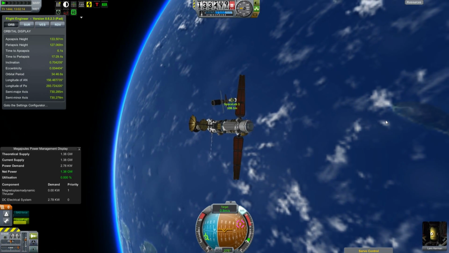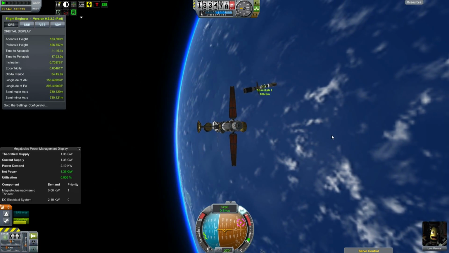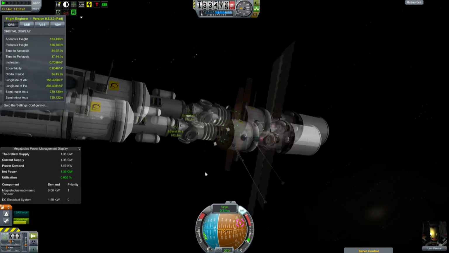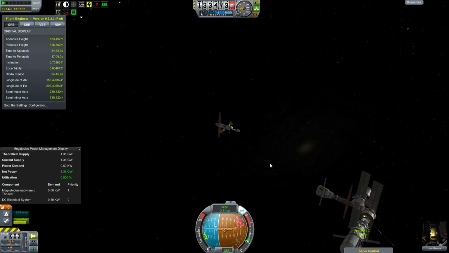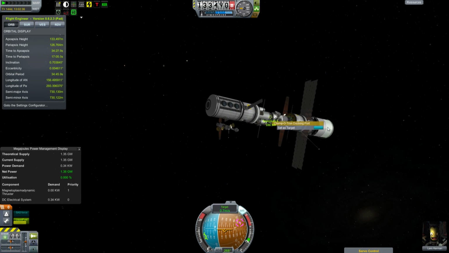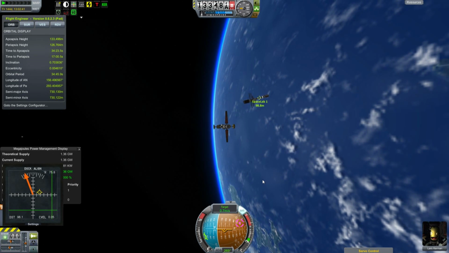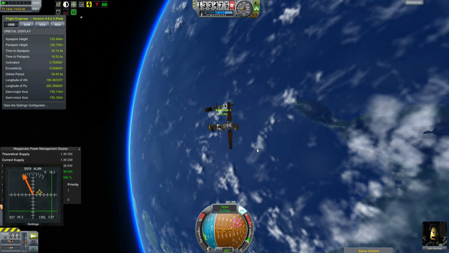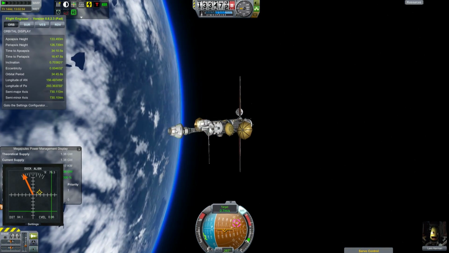Just chasing after that velocity vector. Obviously, I'm trying to minimize the use of my monopropellants. It's starting to run a little low. There are a handful of docking ports around that core there, and those are the ones that I'm going to go for here. Now, for just a capsule, this would be an easy target.